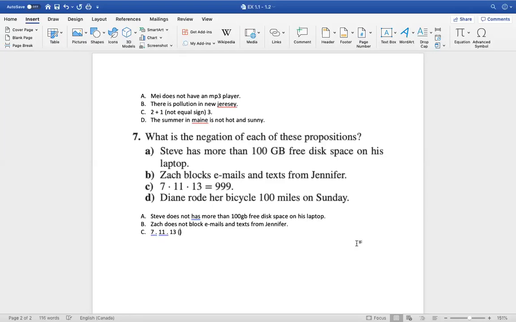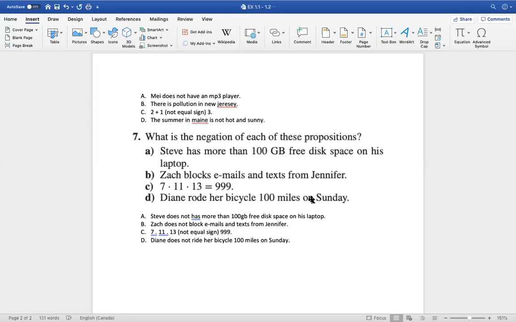So again, for this one, we just replace it with the negation sign, negation or the not equal. And for this one, it will be Diane does not ride her bicycle 100 miles on Sunday. Okay, so these are some of the examples of the negations of a proposition. So let's take another example. Does anyone have a question regarding this?